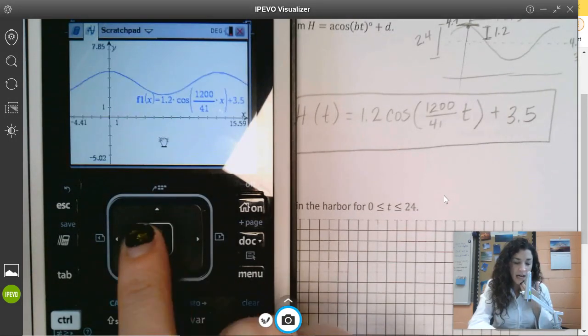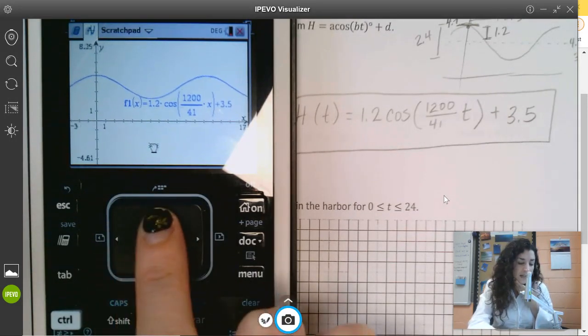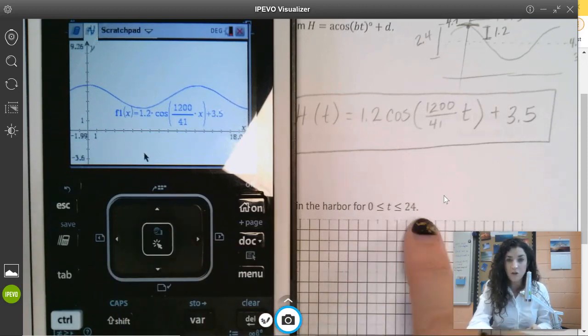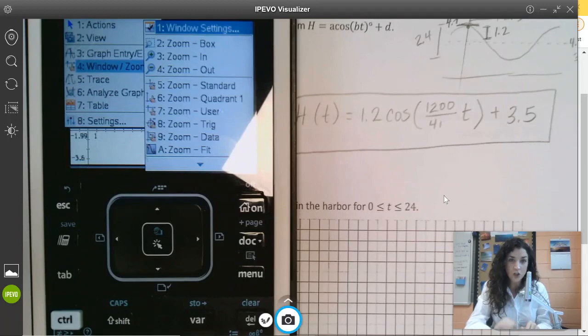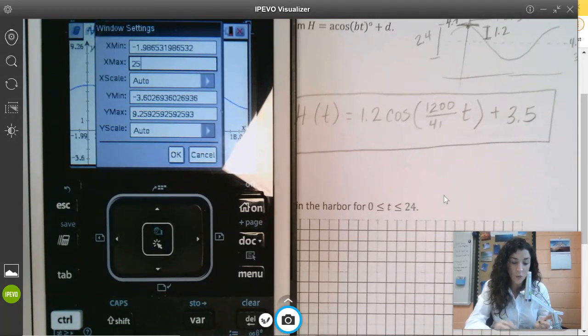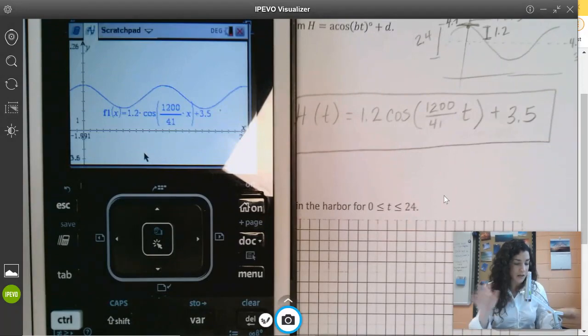I'm going to click and drag it over, but then I notice that my window is not quite what it's supposed to be for the domain that it gives me. So I'm going to go in and change my window settings and just make sure that my maximum goes up to like 25 or something like that. So I can kind of get an idea of what I need to do.